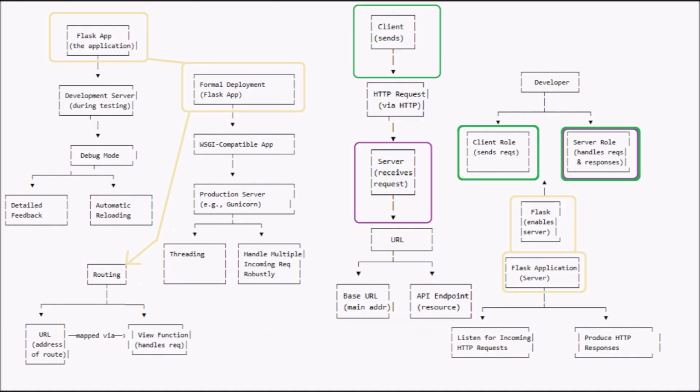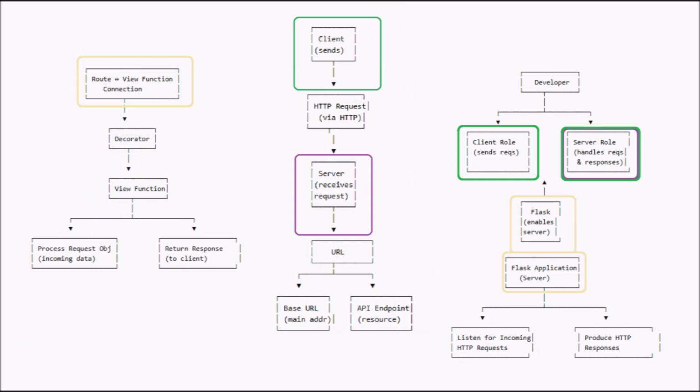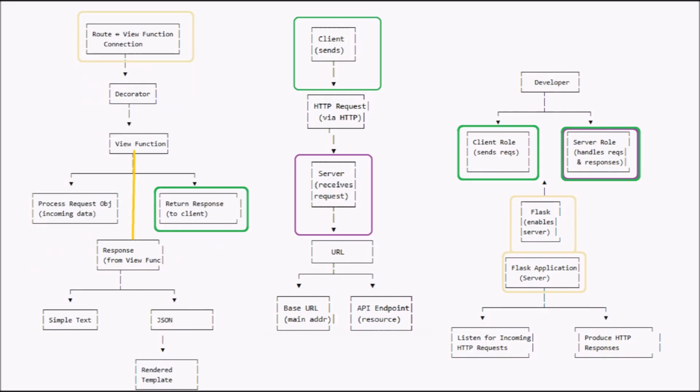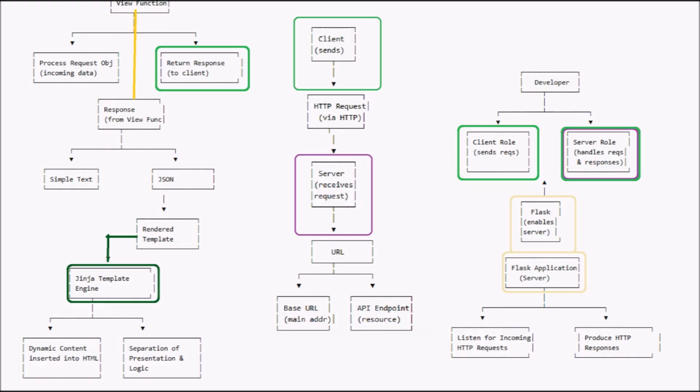Within a Flask application, routing is the mechanism that connects a URL to a specific view function. This connection is established using a decorator, which associates a route with a function that processes the incoming request object and returns a response. That response may be simple text, JSON, or a rendered template. Templates are created using the Jinja template engine, which allows dynamic content to be inserted into HTML while keeping presentation separate from logic.